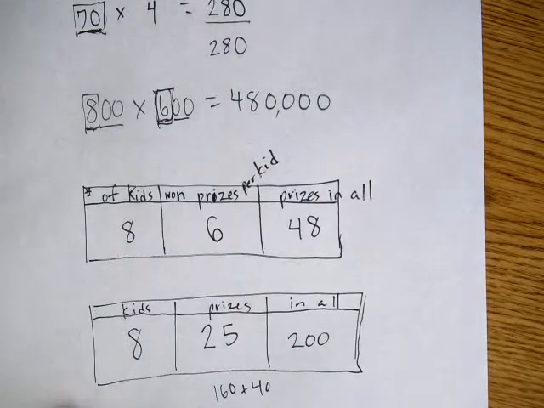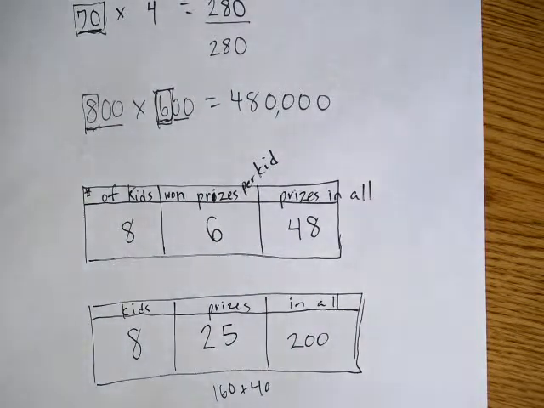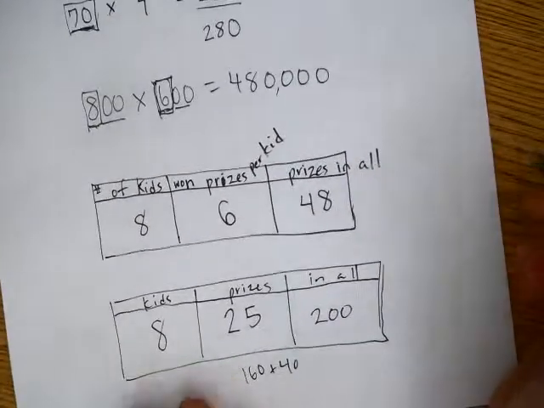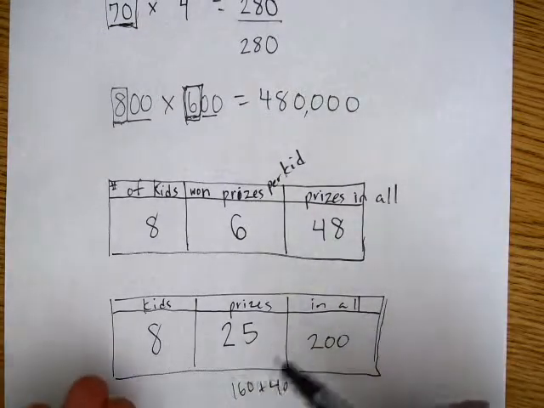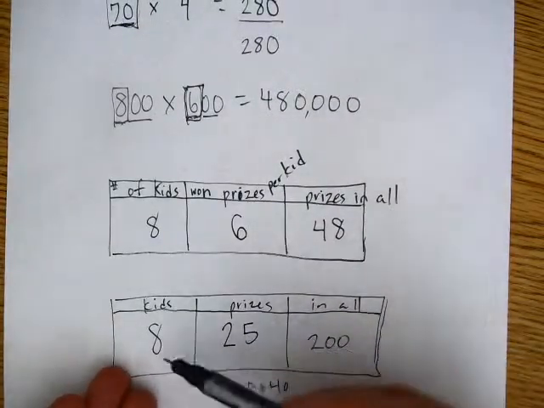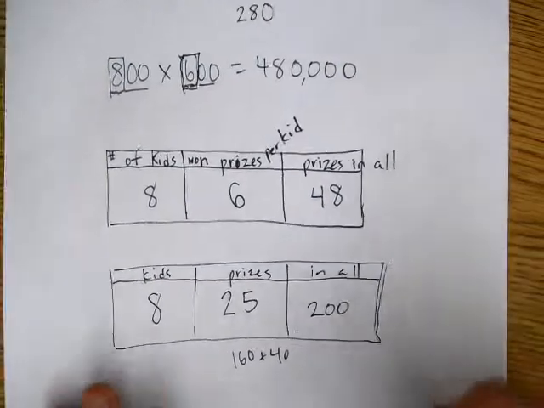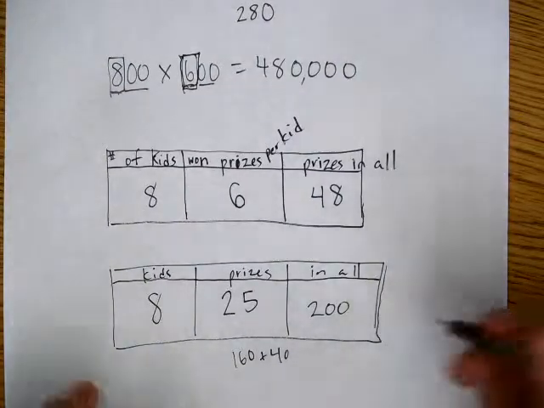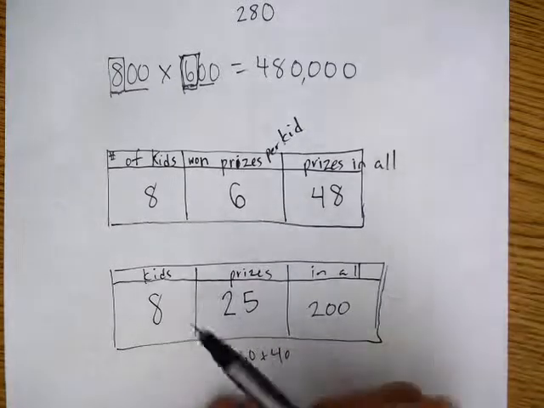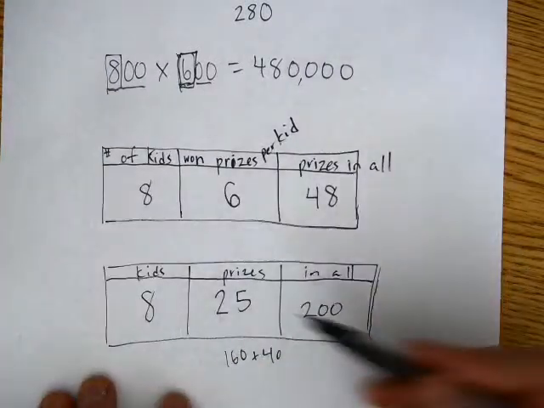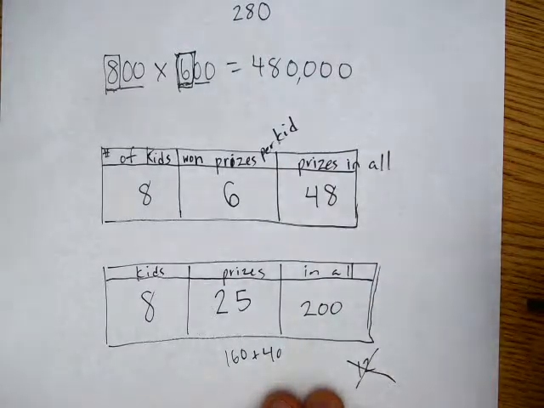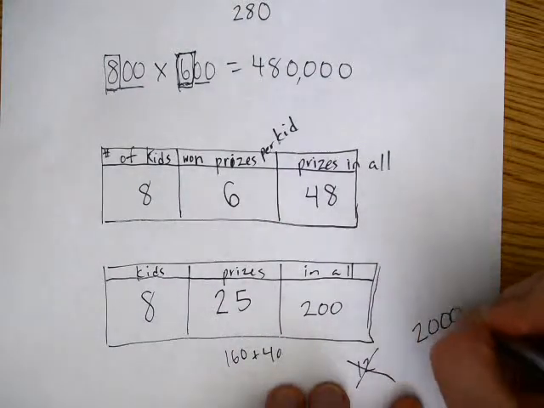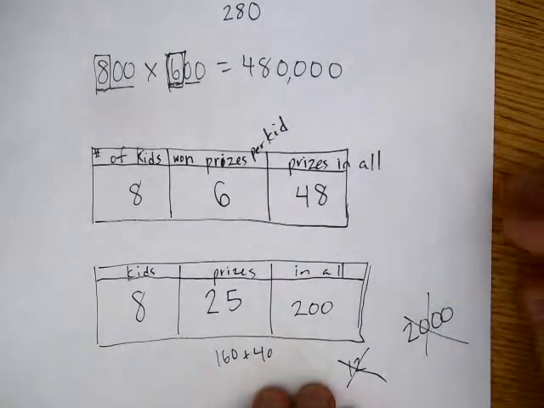We also want kids to be able to make reasonable estimates for problems involving multiplication and repeated addition. So if a kiddo looked at 8 times 25 and wanted to make a reasonable estimate, well, maybe it's around 150 or 250. That would be a reasonable estimate. If a kid said, I think it will be 12, that would not be a reasonable estimate. If they said, I think it'll be 2,000, that would also not be a reasonable estimate.